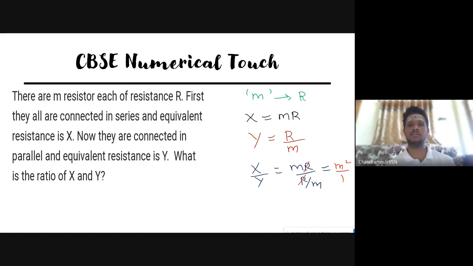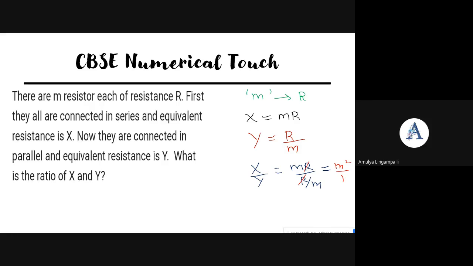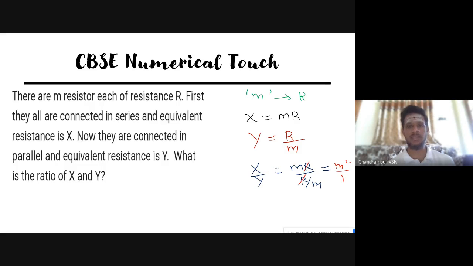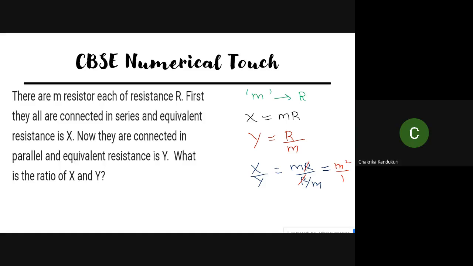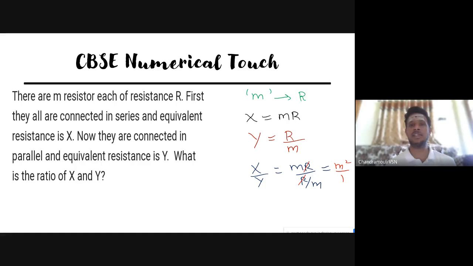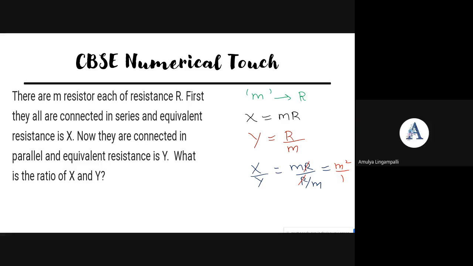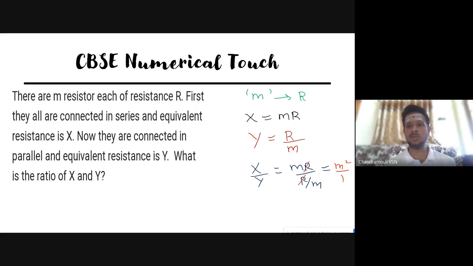If I take small n, n square is to 1. If I take small p, p square is to 1. Means the square of the number of resistances you need to square by 1, which will give you the series equivalent as well as the parallel equivalent. Shall I go ahead, beta? Yes, sir. Okay. So in series, M into R. In parallel, R by M.